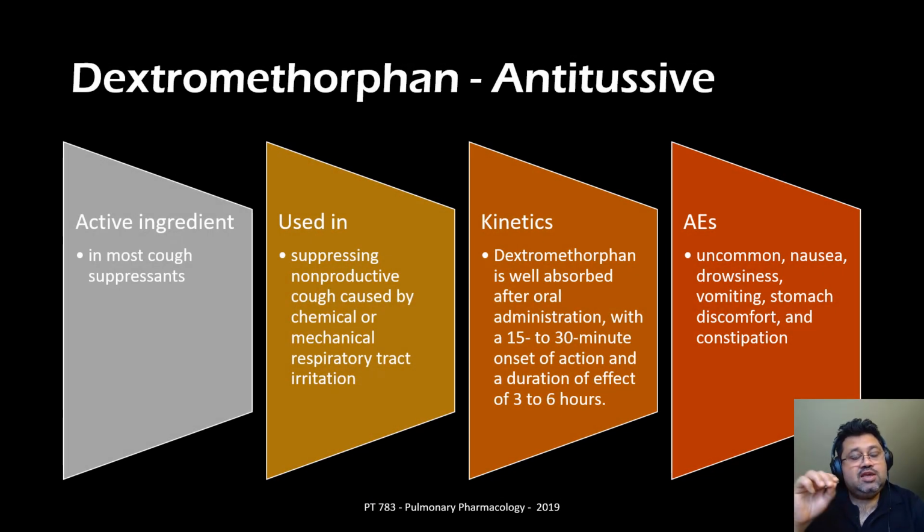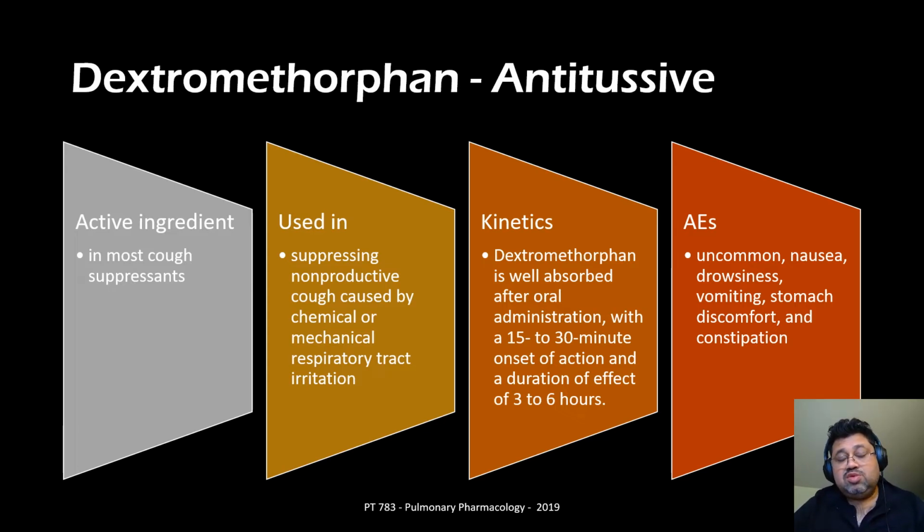Dextromethorphan is a highly effective cough suppressant. It is the active ingredient in most cough suppressants. So it is used in suppressing non-productive cough. That is cough that does not have associated expectoration of sputum with it. Now, normal non-productive cough is caused by irritation of the respiratory tract mucosa via chemical or mechanical irritants. Dextromethorphan can very effectively suppress these kinds of coughs.